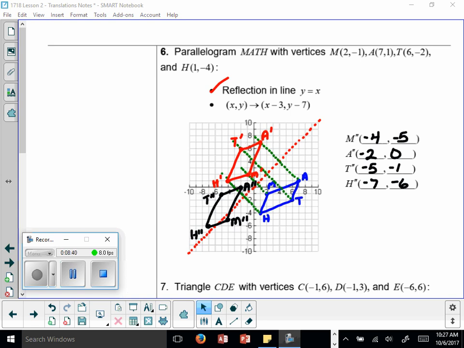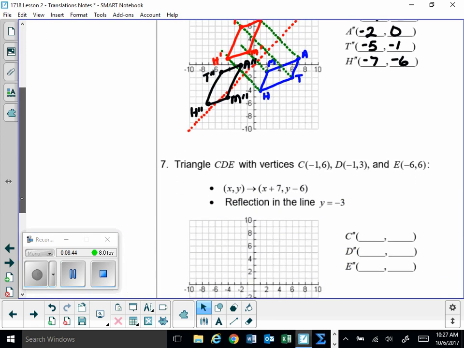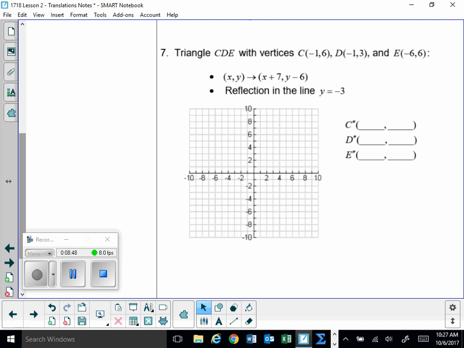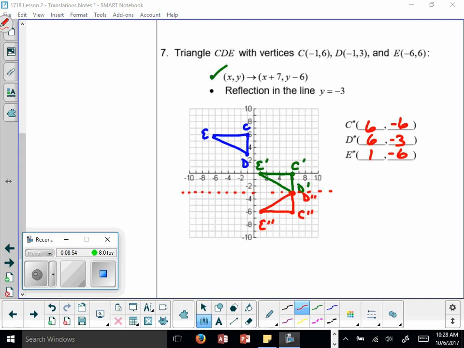Pause your video and actually check this. Make sure you did it correctly. Let's do another one. This time we're going to translate first before we reflect. So pause the video and try this.